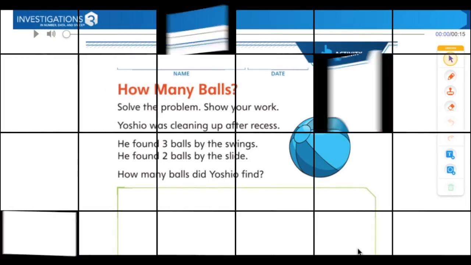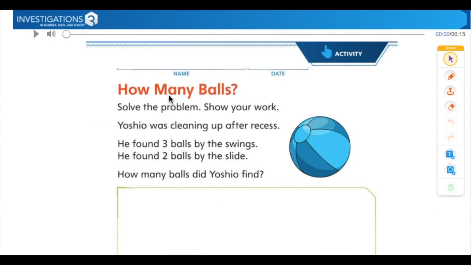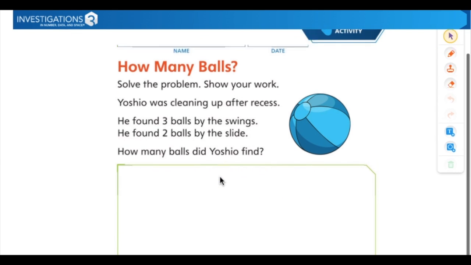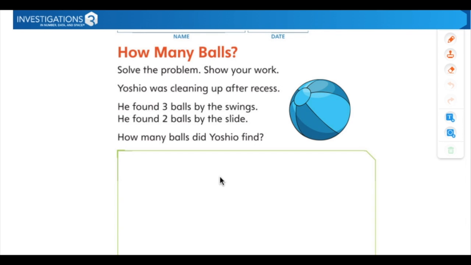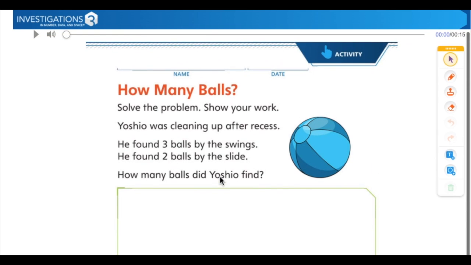Right now, though, we are going to look at what you're going to do for the rest of math. And our story problem says, how many balls? Solve the problem. Show your work. Yoshio was cleaning up after recess. He found 3 balls by the swings. He found 2 balls by the slide. How many balls did Yoshio find? 3 balls by the swings, 2 balls by the slide.